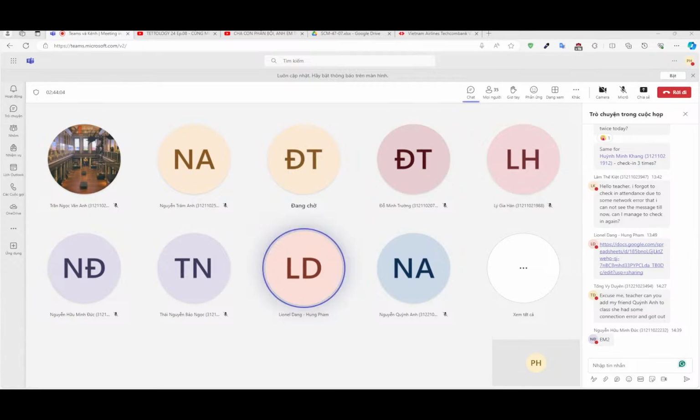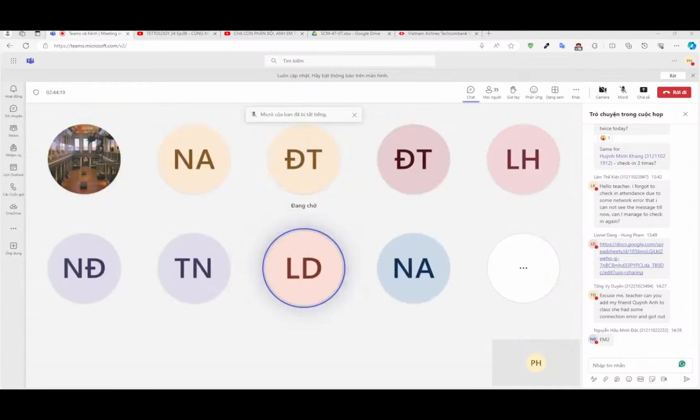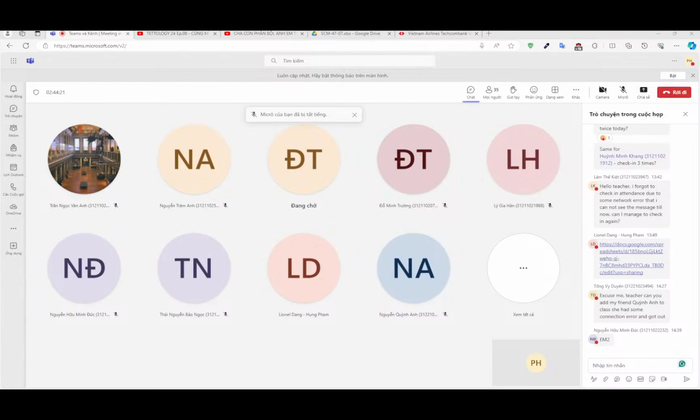So Đức, help me to share the screen, see if you can share the screen. Awesome, I can see your screen. So time is limited. I will take another group. Please volunteer.